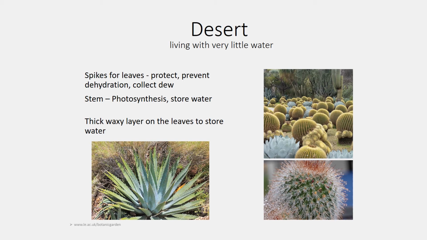However, the spikes can't collect enough light to perform photosynthesis to make the plant's food, so the photosynthesis happens in the stem. Other desert plants can photosynthesize in the leaves, as they have a very thick, waxy coating that prevents dehydration.